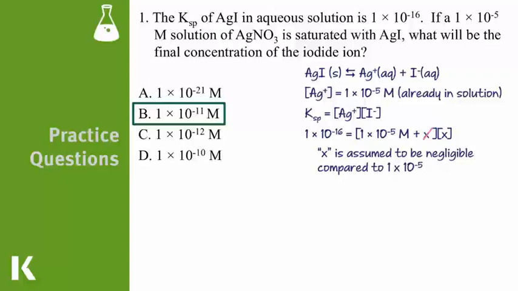With this reasonable simplification, the algebra becomes much easier, and we find that the molar solubility of iodide, or X, is 1 times 10 to the negative 11th. Note how the KSP didn't change with the common ion effect, but the molar solubility is reduced. If you ran this calculation again, but instead dissolved silver iodide in pure water, you'd find the concentration to be 1 times 10 to the negative 8th, or 3 orders of magnitude larger than with the common ion effect.